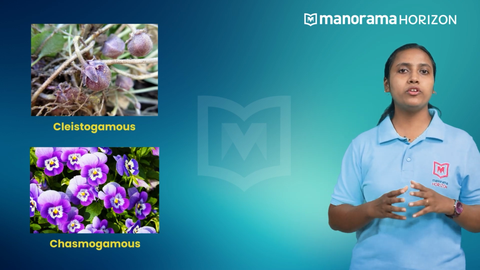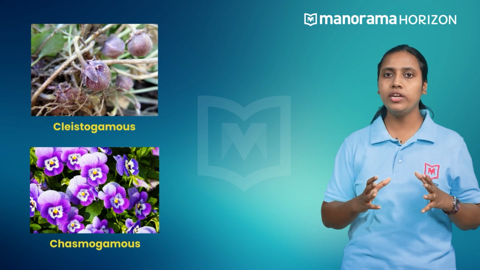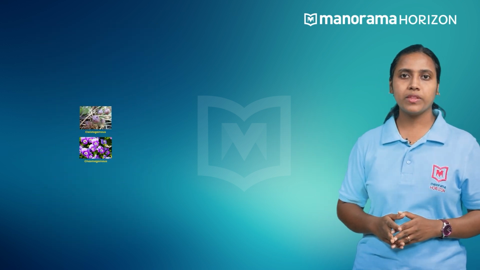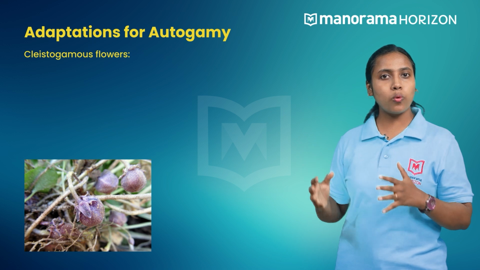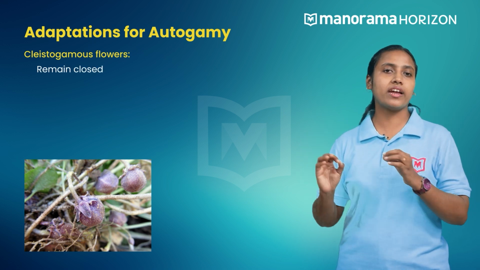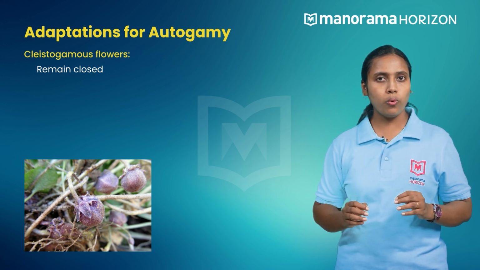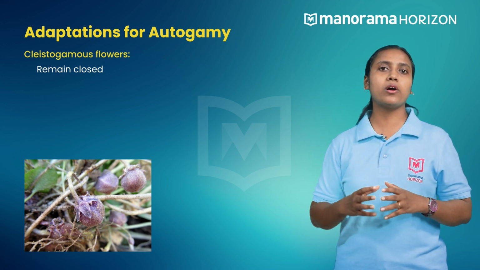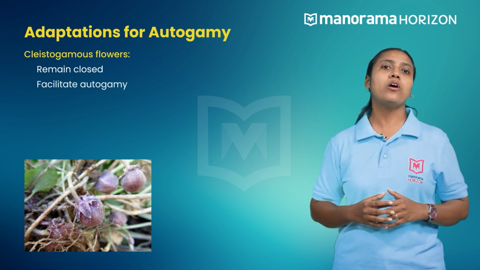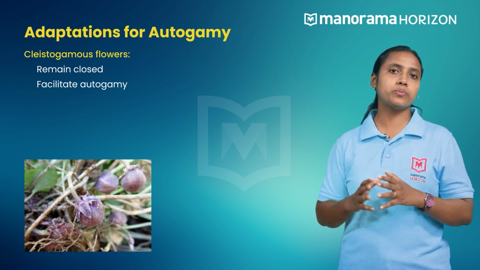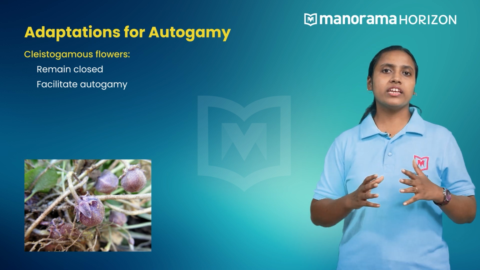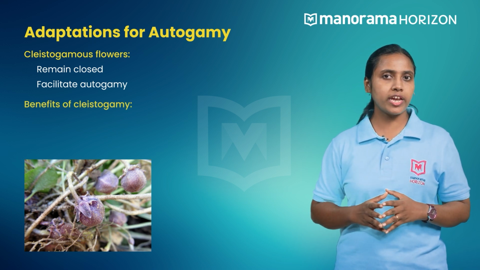Some plants produce two types of flowers called cleistogamous and chasmogamous flowers. Cleistogamous flowers are the ones that do not open and remain closed even at maturity. So, the anther and the stigma of these closed flowers lie close to each other to facilitate autogamy and are not exposed to prevent the landing of undesirable pollen grains. Can you tell me some benefits of cleistogamy?